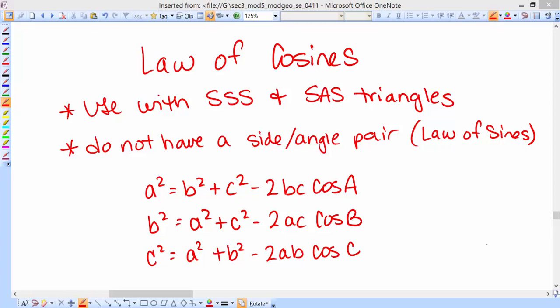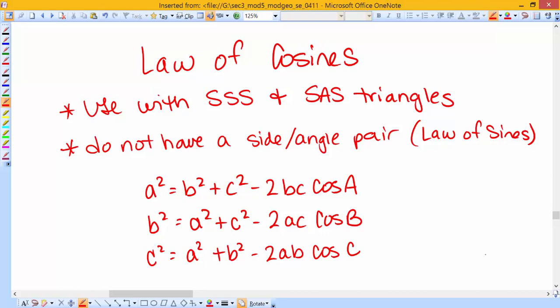Law of cosines. So we covered this in class today. You guys saw the first case, the side, side, side. Tomorrow you're going to see the side angle side, but I'm going to cover everything in this video. So a brief overview of the law of cosines.